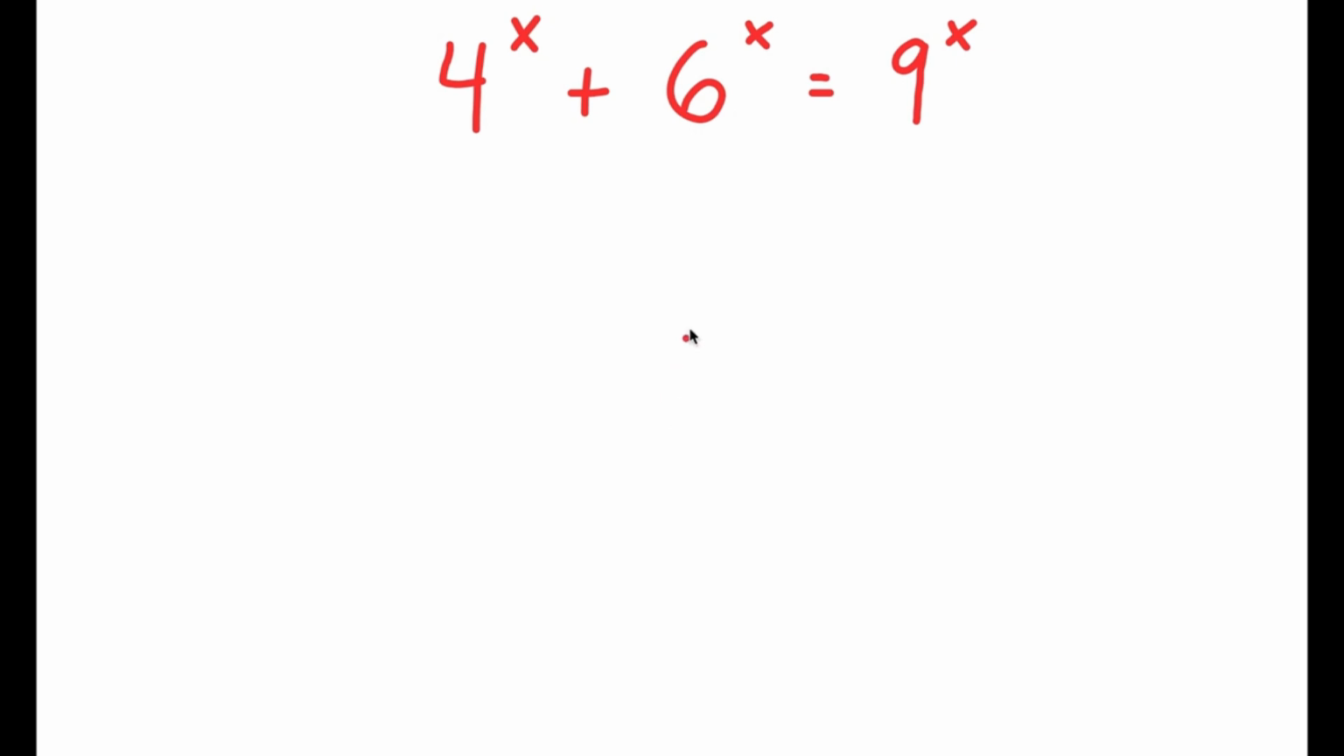Alright, so in this problem, I have 4 to the power of x plus 6 to the power of x is equal to 9 to the power of x. So to solve this, I'm going to divide both sides by 4 to the power of x.